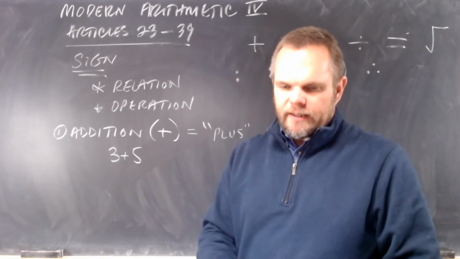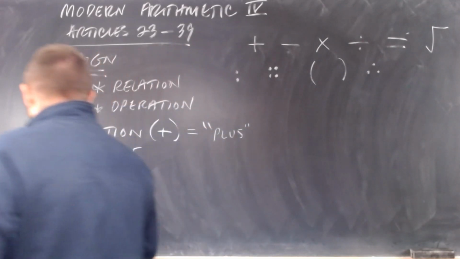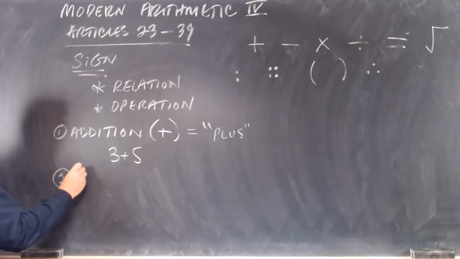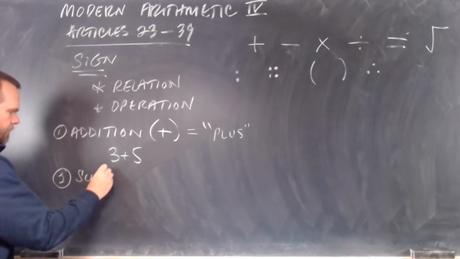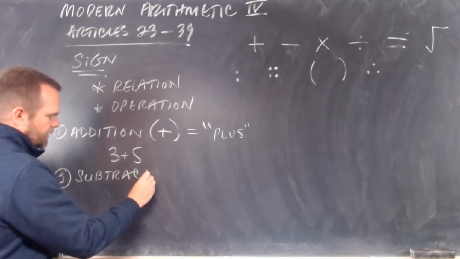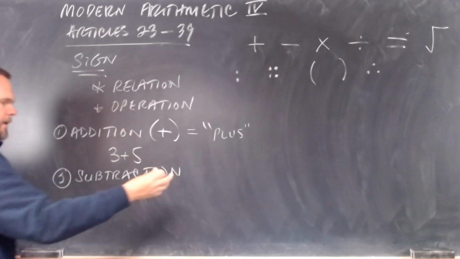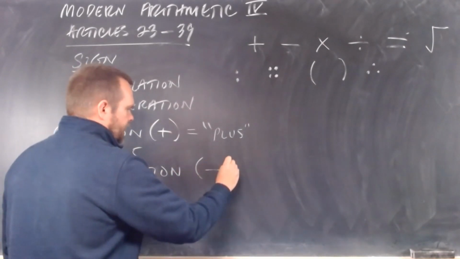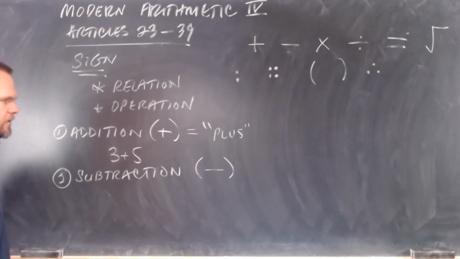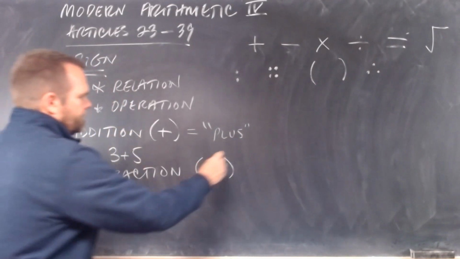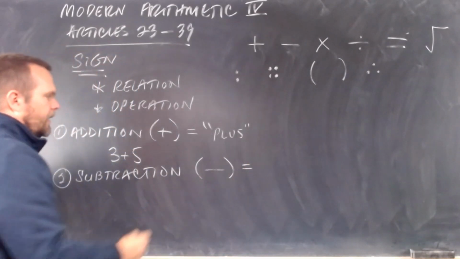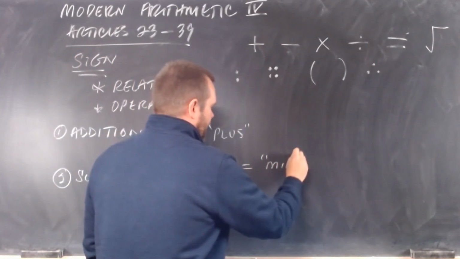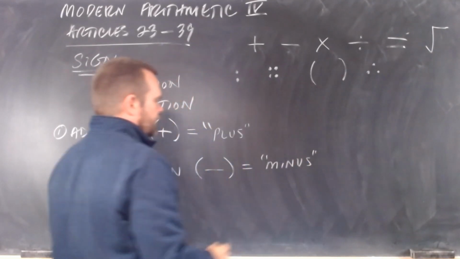Article 26, we move to the sign of subtraction, and I'm going to move quickly because this stuff should be known to students in this course. We're just going to concentrate on any specific points that are worth mentioning. The sign of subtraction is just a straight horizontal line. And this sign represents the word minus, which in Latin means less.